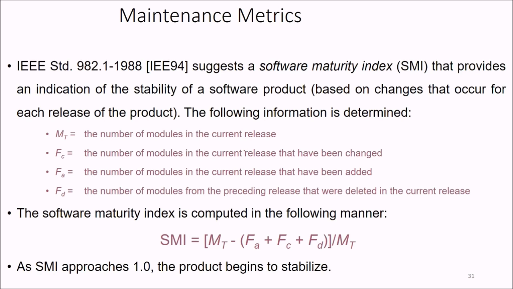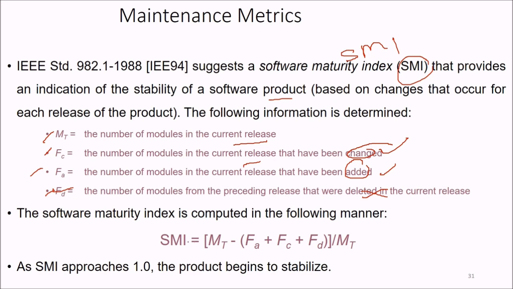Now we come to the maintenance metrics. IEEE suggests the SMI, Software Maturity Index, that provides an indication of the stability of the software product, which is based on the changes that occur for each release of the product. So we have the information like this: MT, FC, FA, FD. MT is the number of modules in the current release. FC is the number of modules in the current release that have been changed. FA is the number of modules in the current release that have been added. FD is the number of modules from the preceding release that were deleted in the current release.